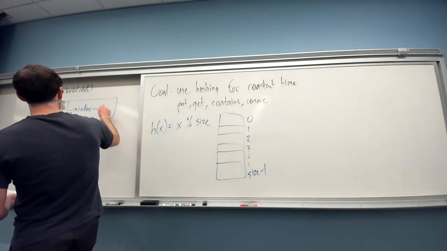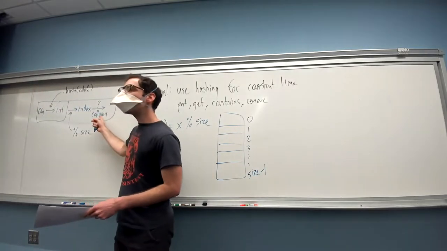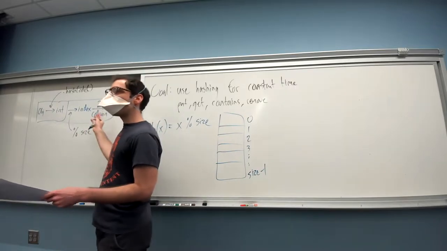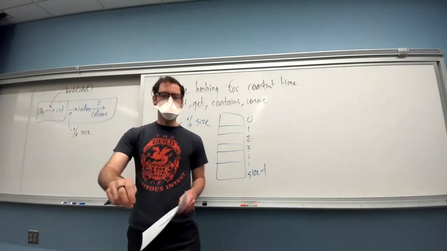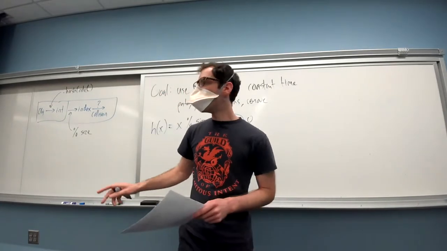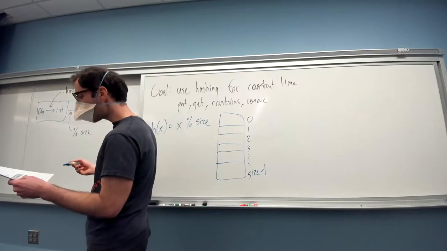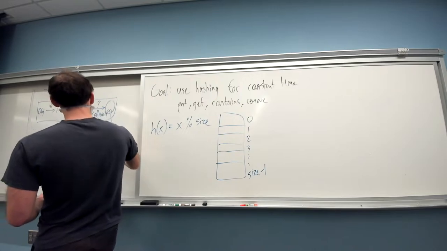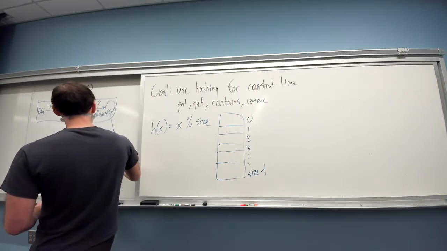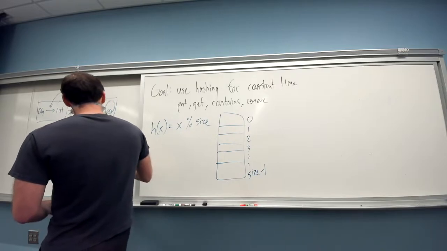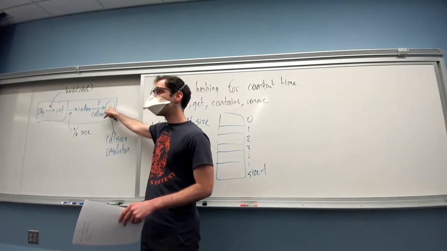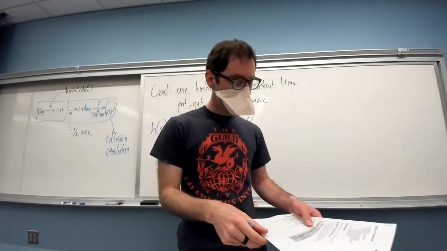But the step that we didn't resolve was, well, what if this index is somewhere in the array that already has something in it? What if we have a collision where two different keys end up going to the same index? And so our main focus for today is, how do we deal with this situation? How do we resolve a collision when it occurs?